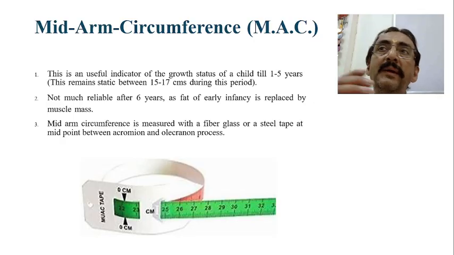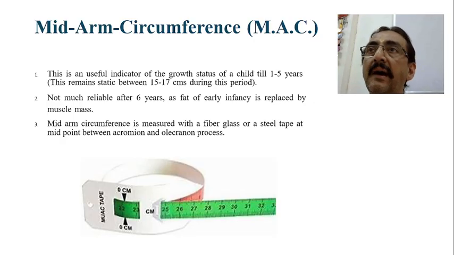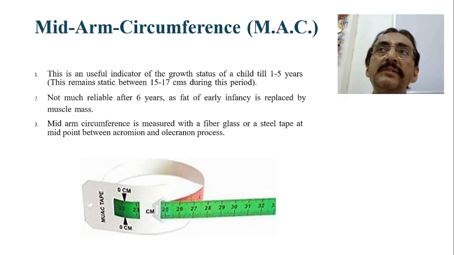Initially there is baby fat, which is deposited in the arm area. Therefore, usually it is 15 to 17 centimeter up to 5 years. But after 5 years, what happens? That baby fat will be replaced by the muscle mass. So this may vary from child to child.